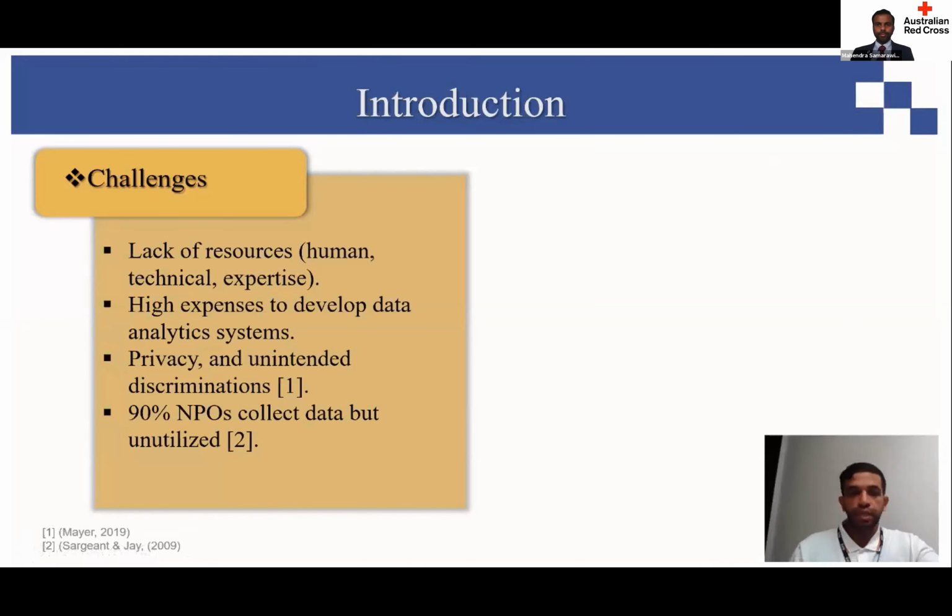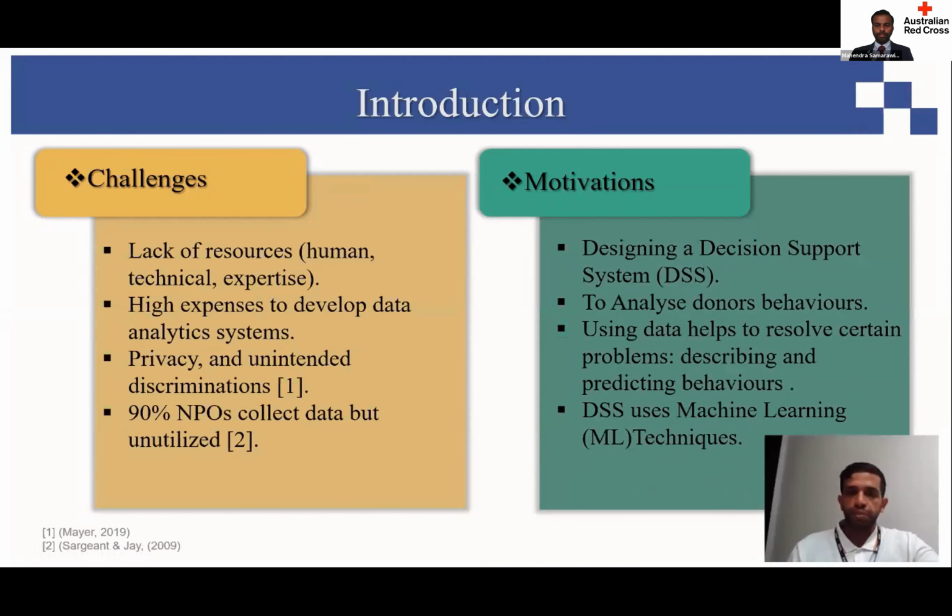For this reason, 90% of non-profit organizations collect data, but this data is unutilized. This motivated us to design a decision support system to analyze donors' behaviors. Donors' behaviors could be donors' intention and donors' frequency, and the same thing would apply to volunteers as well. The data helps us resolve certain problems by describing and predicting those behaviors, and also using machine learning techniques. That can be helpful for non-profit organizations.